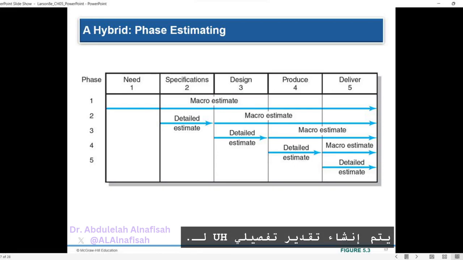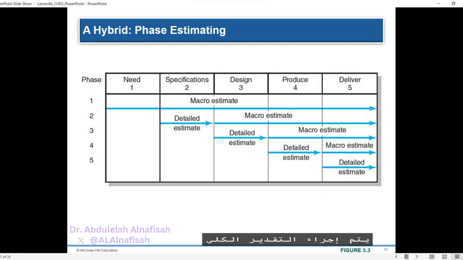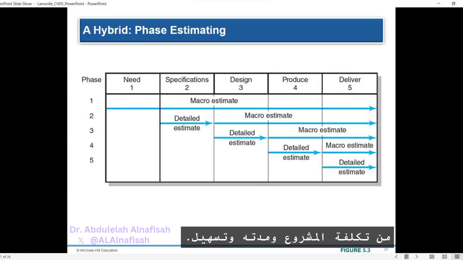A detailed estimate is created for the immediate phase, where more information is available, while a macro estimate is made for the remaining phases. For example, during the initial phase, a macro estimate is made to provide an understanding of the project's cost and duration, facilitating analysis and decision-making.